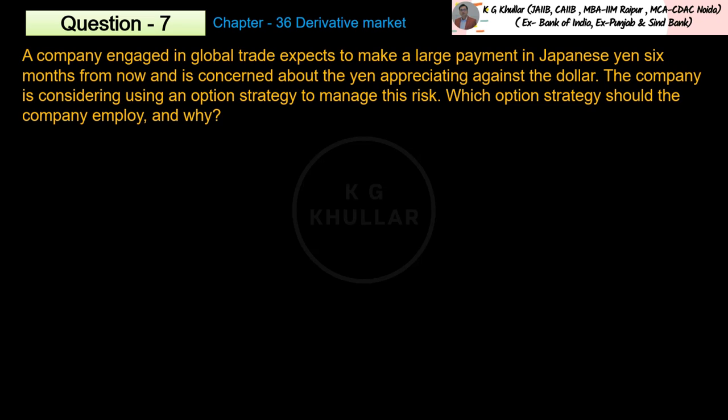The next question is also from chapter Derivative Market, and the question is: a company engaged in global trade expects to make a large payment in Japanese yen 6 months from now and is concerned about the yen appreciating against the dollar. The company is considering using an option strategy to mitigate the risk. Which option strategy should the company employ and why?